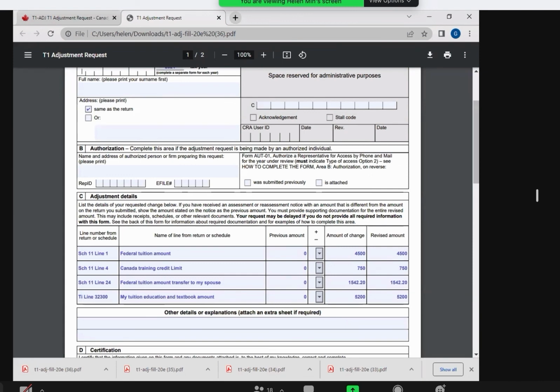Ma'am, I have a question. Okay. I was doing our tax return, me and my husband, and I noticed that he has a Canada training credit limit, but he's not a student here, so how come he has a Canada training credit limit? You still can do it. You just do Schedule 11. Only fill out line 4, that's it. Oh, okay. Then you will get 750. Thank you, ma'am. Because you don't have a T2202, right? Okay. So any other question?